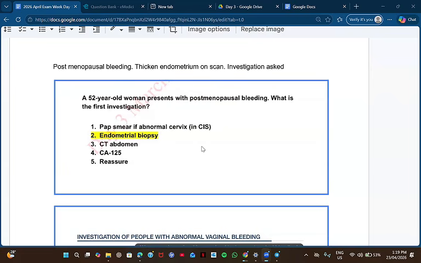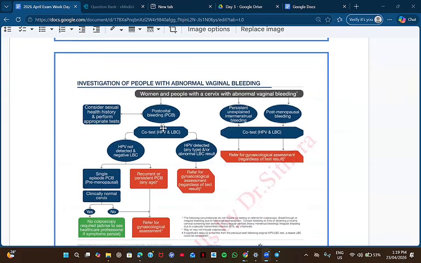Like, every day I am telling, we are doing screening for who? Asymptomatic patients. Say screening, right? Not a treatment. But now here what we are doing? There is a symptom present, right? Here, this is another chart. Symptom present with abnormal vaginal bleeding.